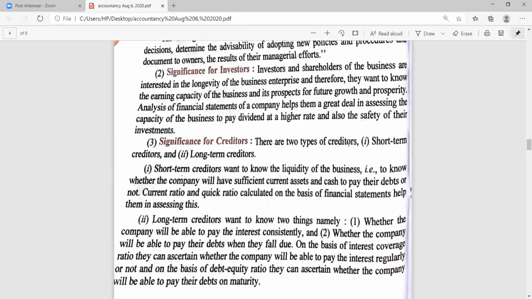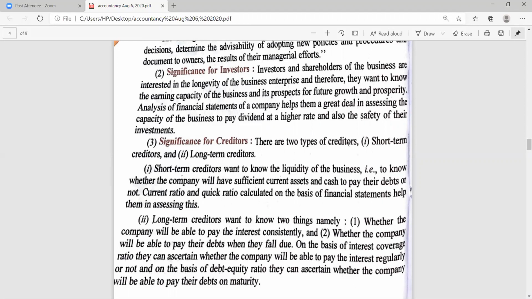Let's see how it is significant for the creditor. The creditor can be of two types: one is the short-term creditor, another is the long-term creditor. Short-term creditors want to know the liquidity of the business, that is, whether the company will have sufficient current assets and cash to pay their debt or not. The current ratio and quick ratio, calculated on the basis of financial statements, help them in assessing this.